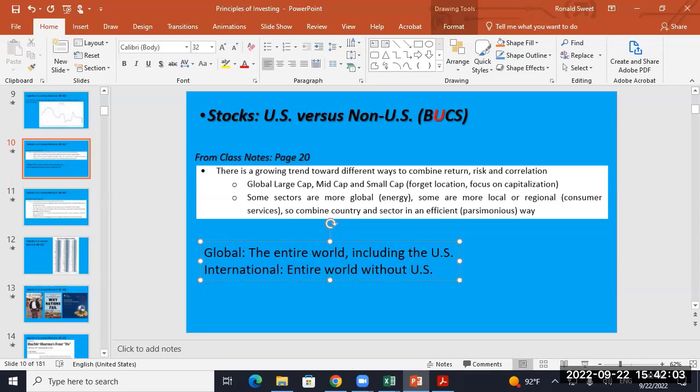Most people don't do global because they want to control how much they have in US versus non-US. So most people will probably do, now international includes developed, emerging, and frontier, but you can definitely find developed market funds and emerging market funds. You can probably even find frontier market funds. They're probably all out there. So when you see the word global, it includes the US. When you see the word international, it does not include the US.